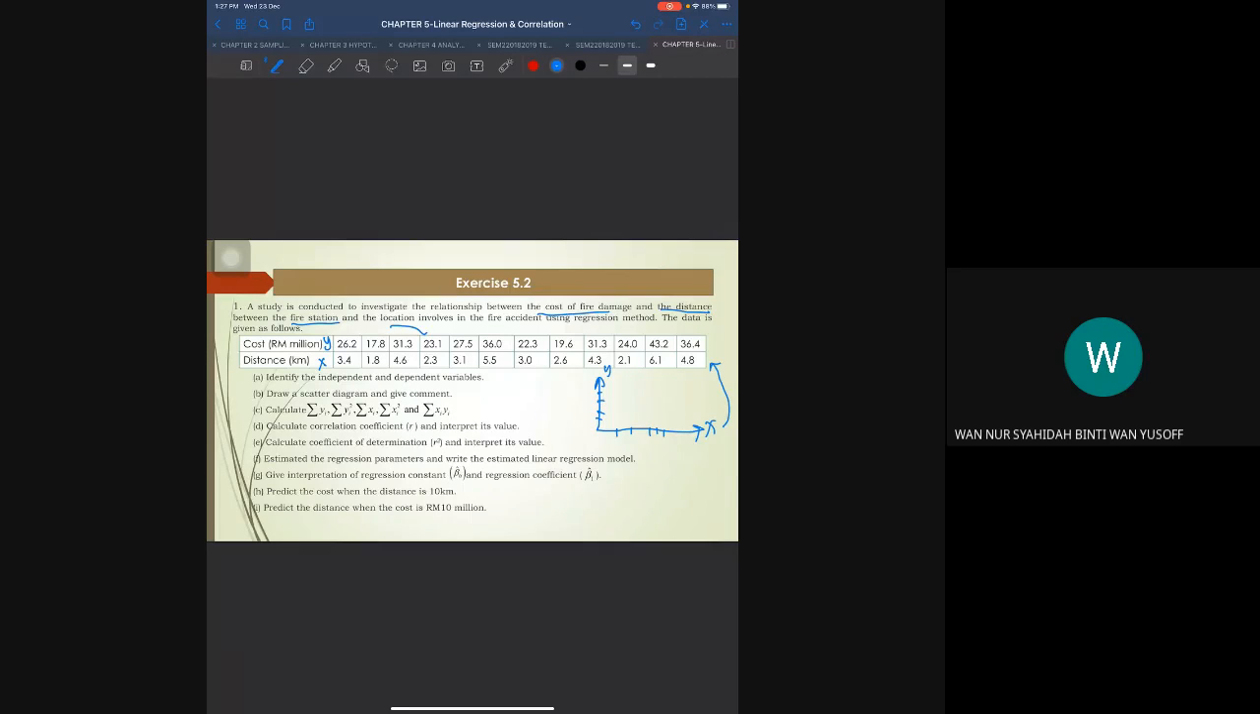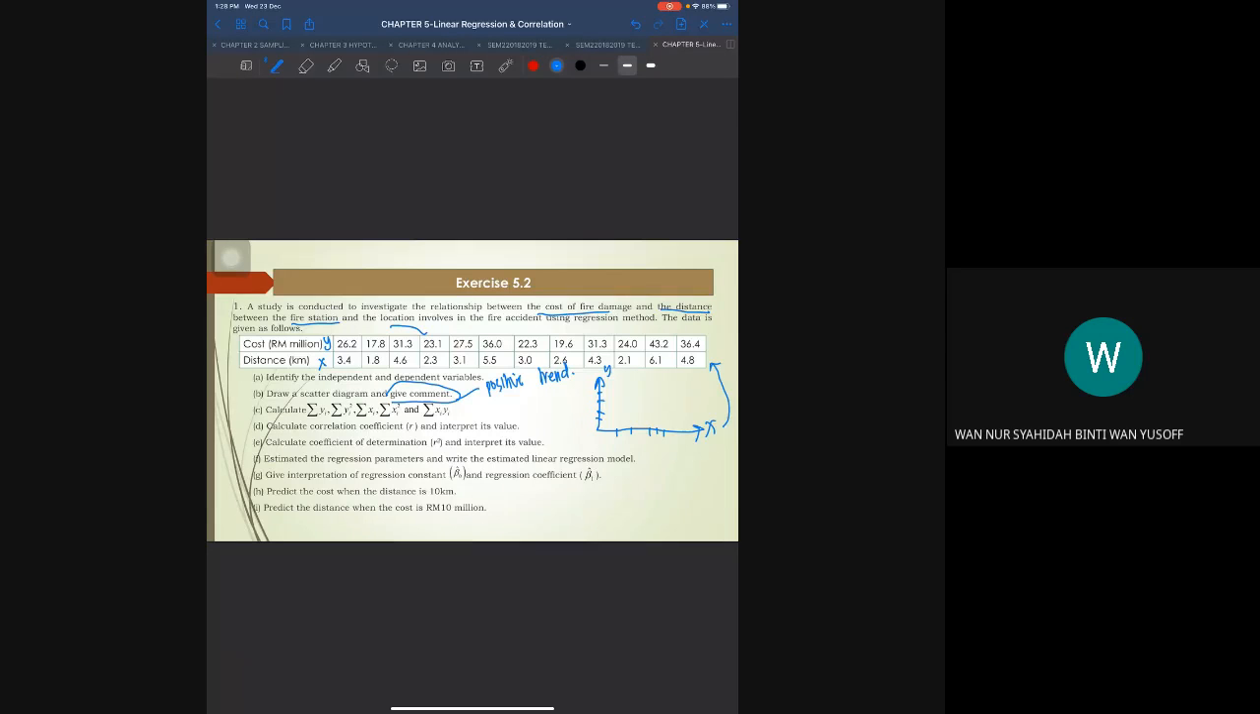That one is yours. What do you get for the trend of your scatter diagram? Positive trend. Giving a comment means that you notify what trend we have. So based on your friend's answer, it should be a positive trend.